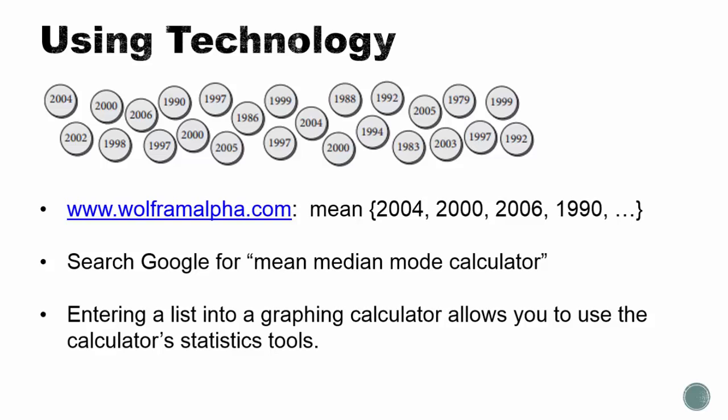We can use our devices to make these calculations easier. Our friend from last week, Wolfram Alpha, can help us. You may like using an online statistics calculator. Just search Google for mean, median, mode calculator. Or you might want to enter the data into a list and use your graphing calculator.